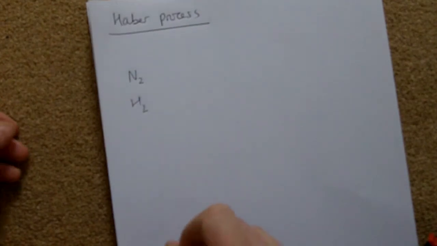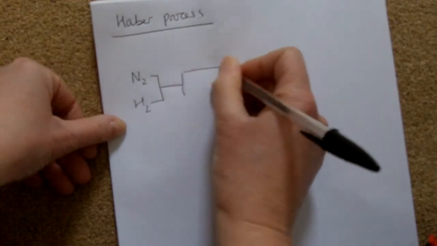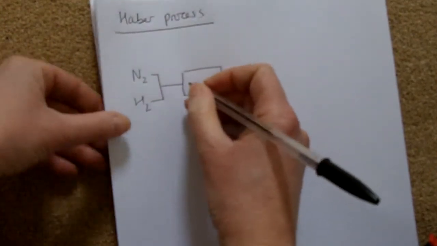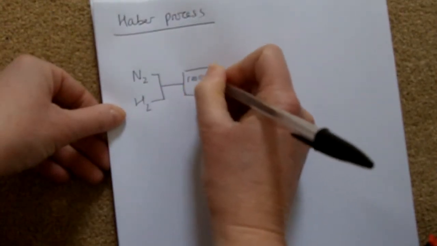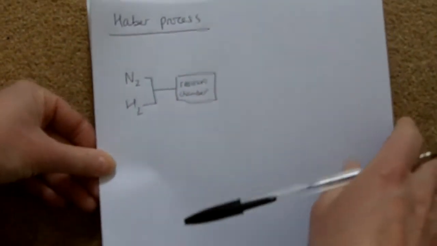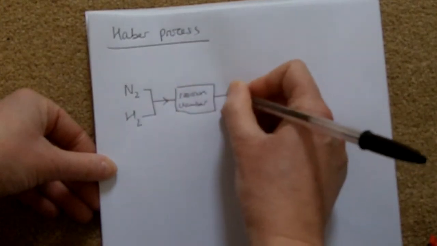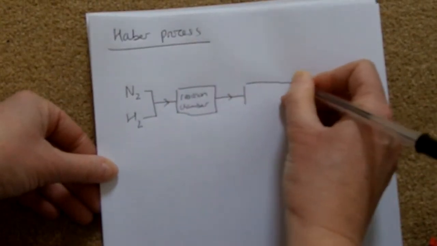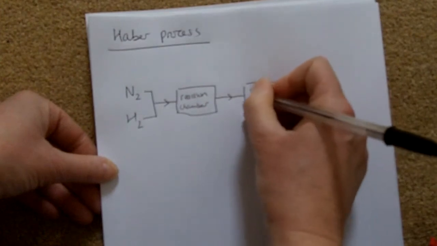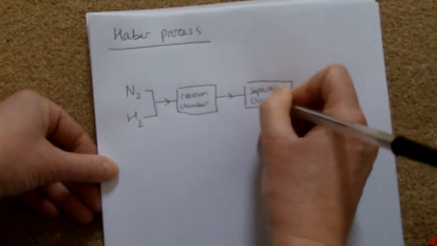to make ammonia, okay? And there's a diagram, and the nitrogen and hydrogen go into a reaction chamber. That's where the reaction happens. This is the industrial process, and then it passes into another chamber, which is called a separation chamber. This is where you separate.